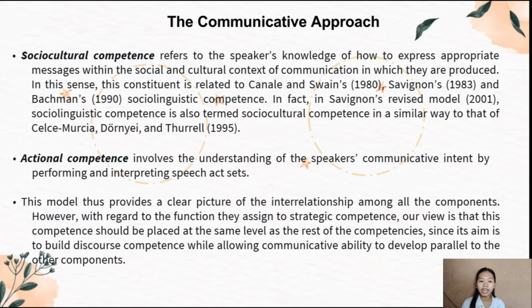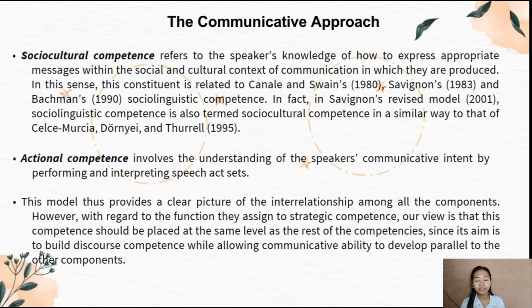The actional competence involves the understanding of the speaker's communicative intent by performing and interpreting speech acts. Finally, these four components are influenced by the last one, the strategic competence, which is concerned with the knowledge of communication strategies and how to use them. In short, this model thus provides a clear picture of the interrelationship among all the components.